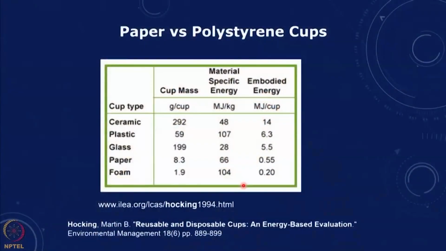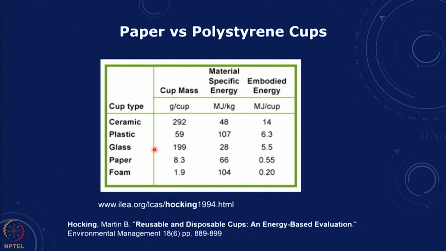So, there are two papers by Hawking. The first paper is a comparison of the paper cup with a polystyrene foam cup. So, there is a paper versus polystyrene cup, and for each of these, we take a given amount of liquid, the given capacity of the cup. In this case, this is an 8 ounce cup, and the entire life cycle analysis has been done.